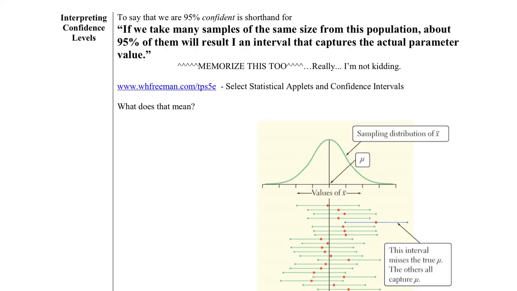So here's another saying for us that you really want to memorize. If we take many samples of the same size from this population, 95% of them will result in an interval that captures the actual value. So we'd replace parameter with either mean or proportion or whatever we're trying to measure.